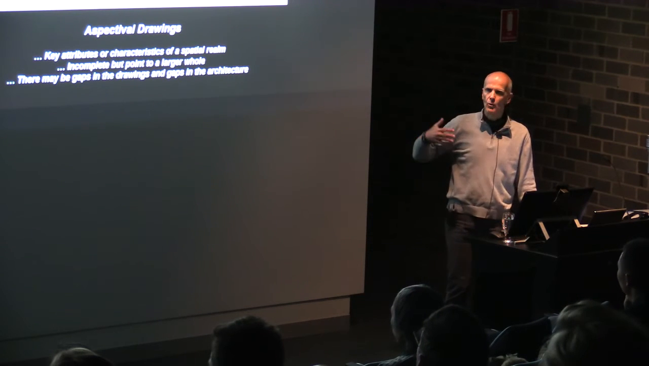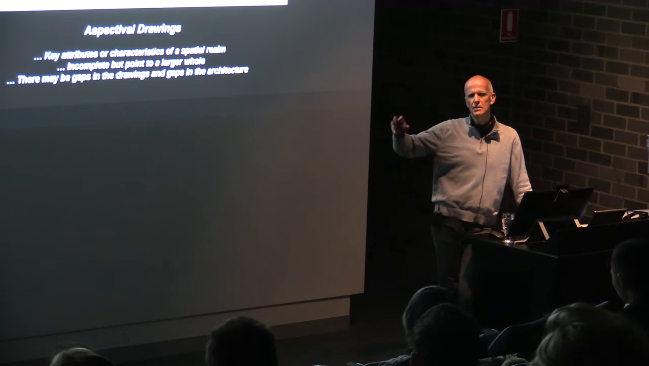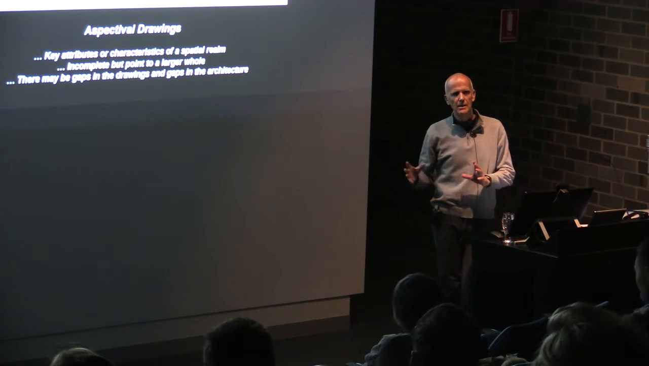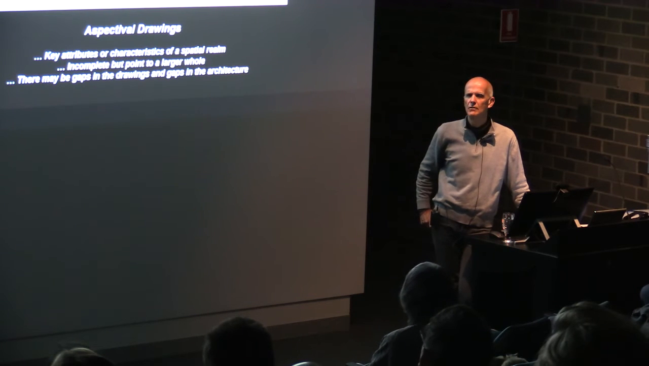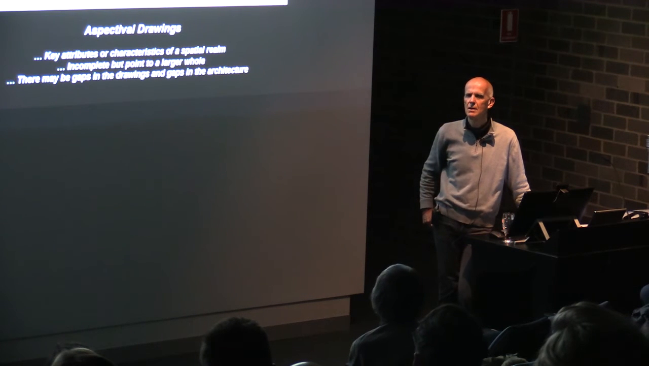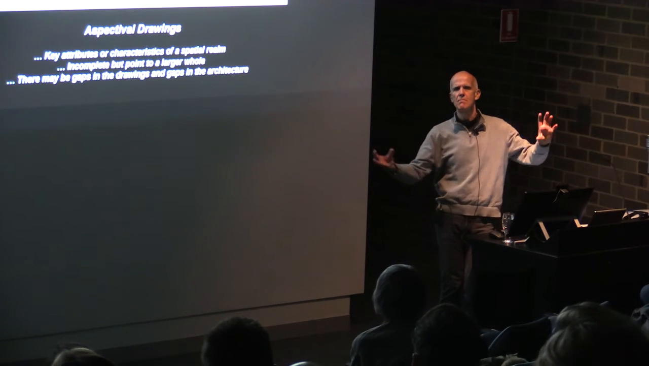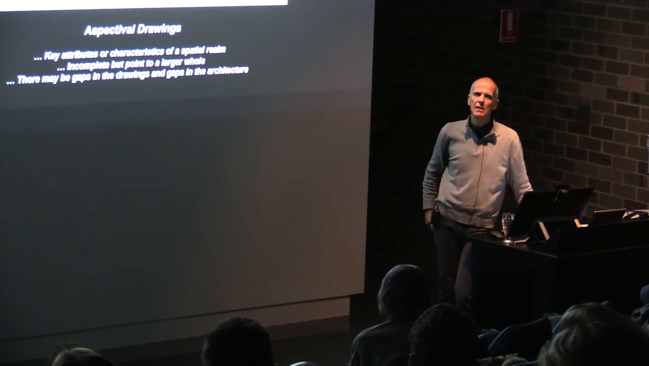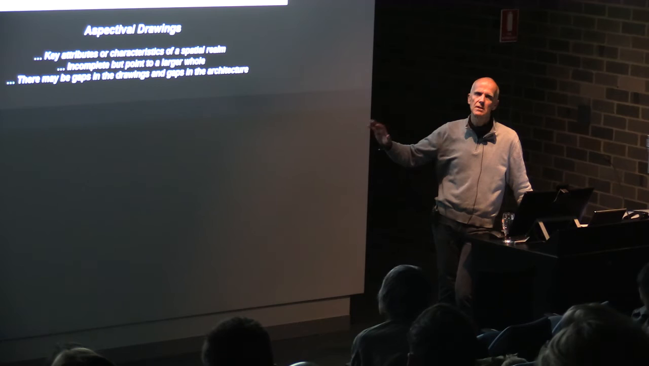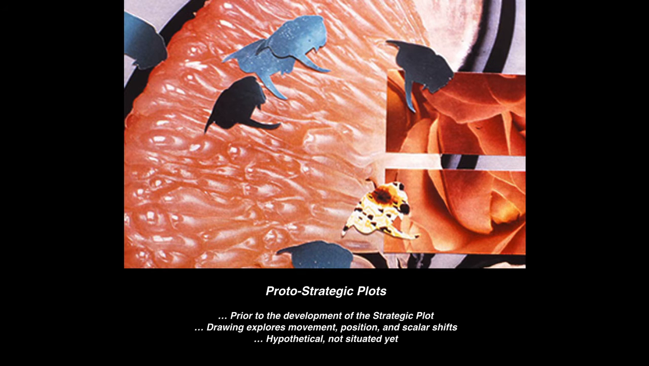So when I work on hunches, certainties, hearsay, I'm making decisions from lots of different points of view. 13 Ways of Looking at a Blackbird, Wallace Stevens' amazing poem. I make decisions from that kind of range of perspectives, and the aspectival drawings allow me to hold in abeyance things that I don't know about. Then there are things that started in 1996 called strategic plots, but there are proto-strategic plots.